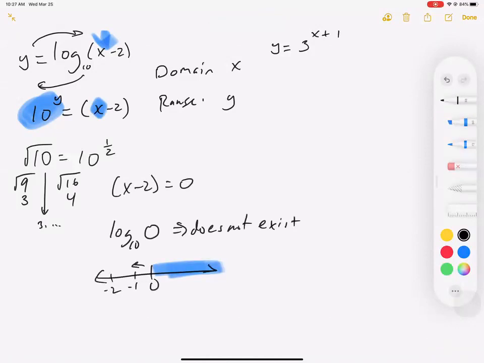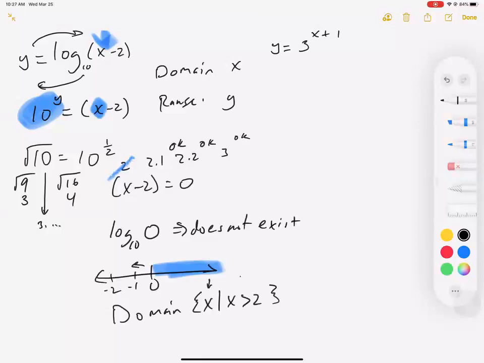So what numbers can we use? We can't use 2, but we can use 2.1. 2.2. Okay. 3 is okay because all those numbers will be greater than 0. So our domain for x can be, some people write it this way, where x is greater than 2. This is the variable you're talking about, and this is the condition.